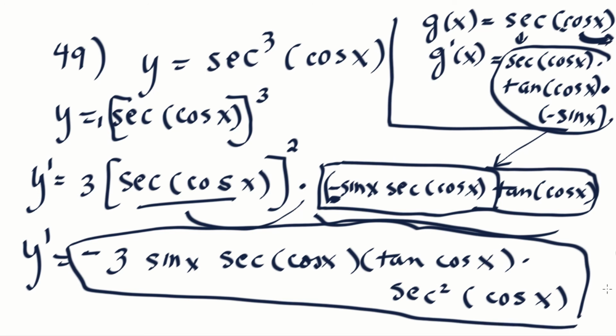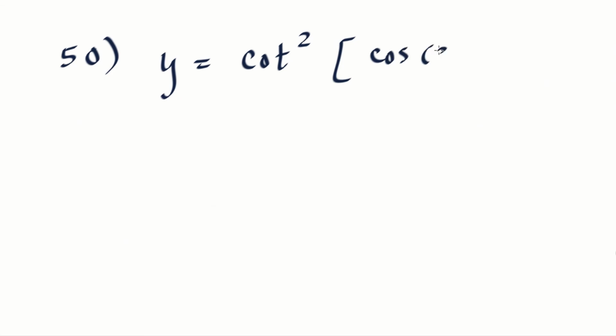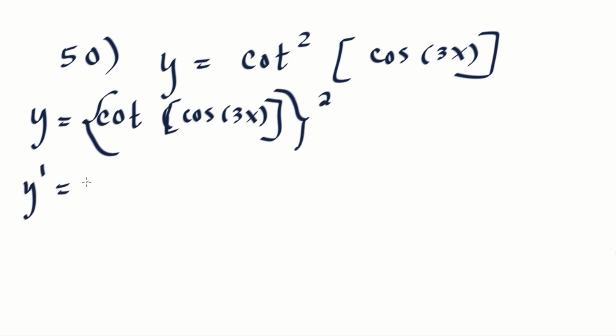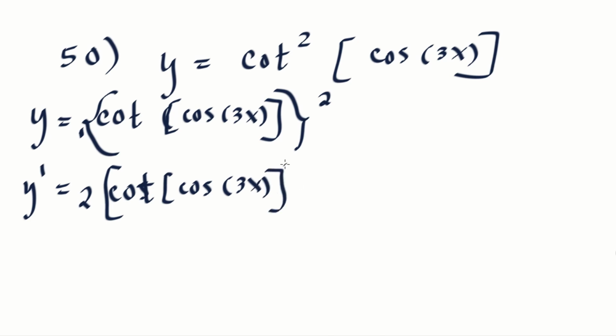Okay, last number. Let's say, what happens if it's cotangent squared of cosine 3x? Let's rewrite this again as cotangent of cosine 3x, everything raised to what? 2. So the y prime is going to be 2 times 1, which is 2, cotangent of cosine 3x to the 1. 2 times 1 is 2.